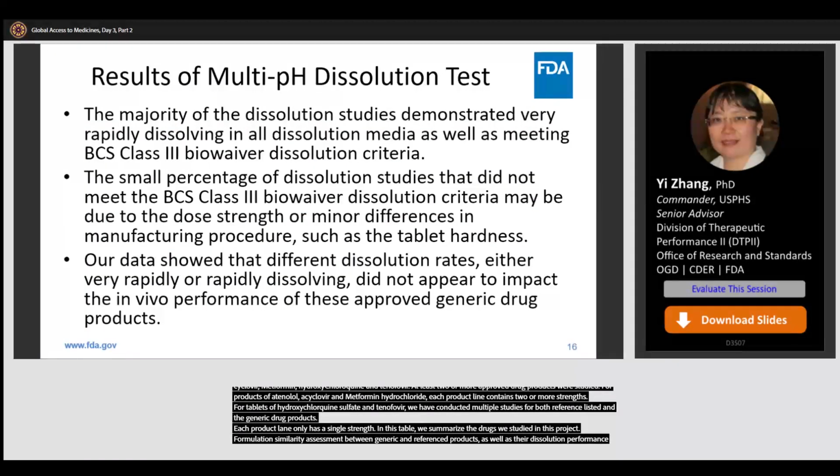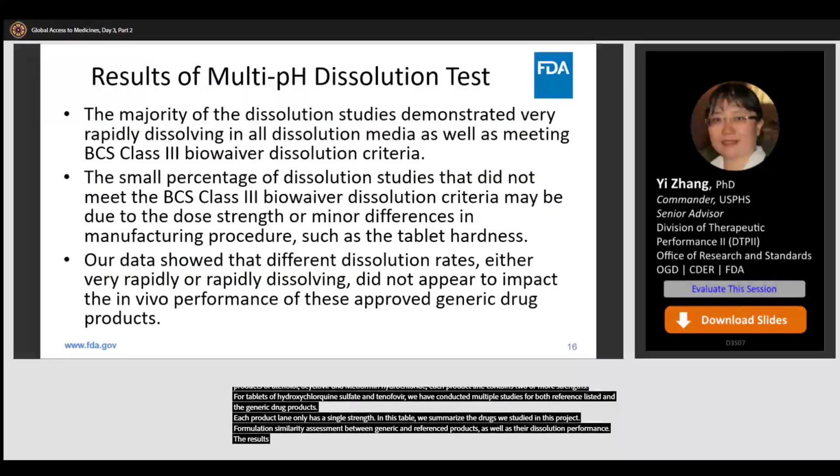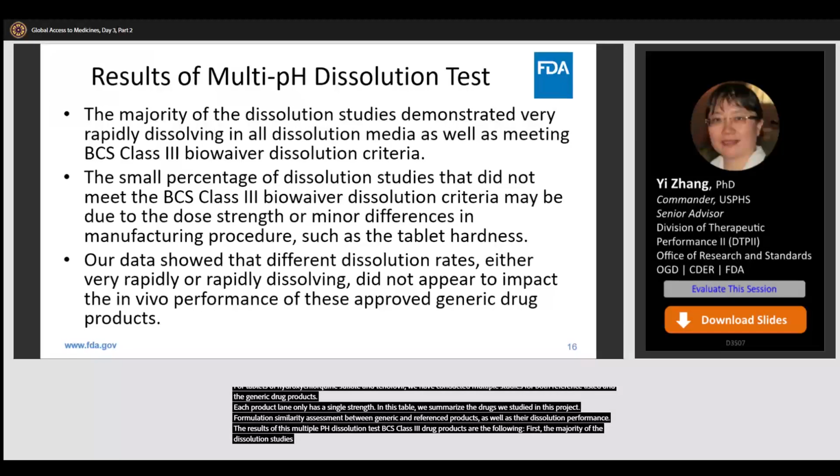The results of this multiple pH dissolution test on BCS Class 3 drug products are the following. First, the majority of the dissolution studies demonstrated very rapid dissolution in all dissolution media as well as meeting BCS Class 3 biowaiver dissolution criteria.